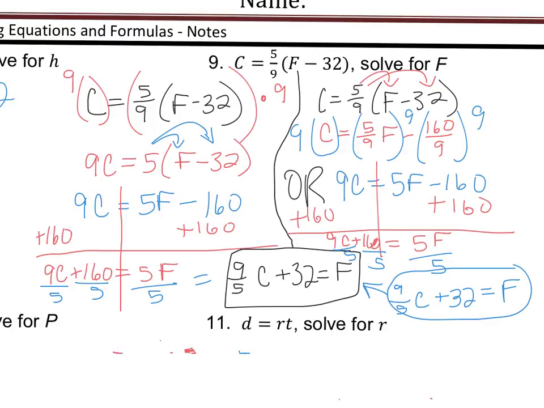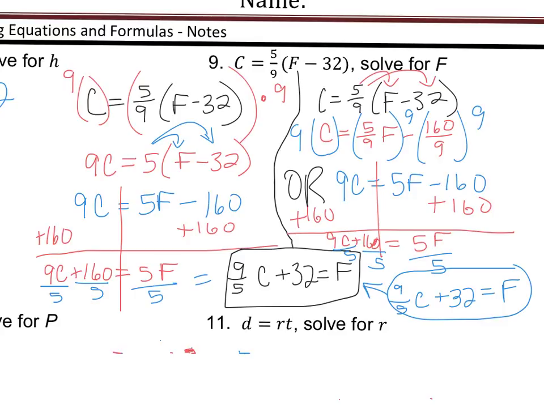Okay, so if you looked at it, you can either look at the 5/9 while it's on the outside of the binomial and say, hey, I want to multiply that denominator 9 and get it out of there. That's the way I did it on the left side. Or you could say, I'm going to go ahead and distribute that 5/9, and you end up with 5/9 f minus 160 over 9. That's what happened on the right side.